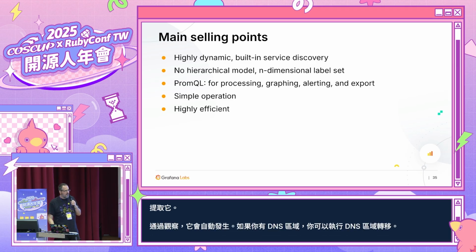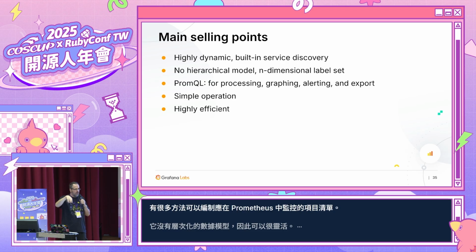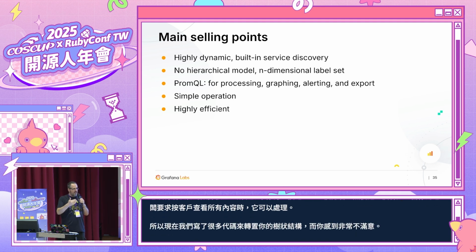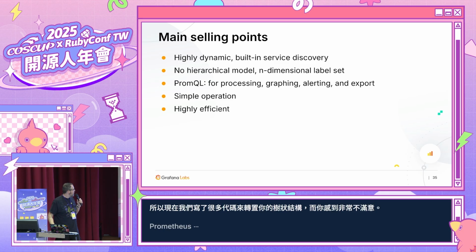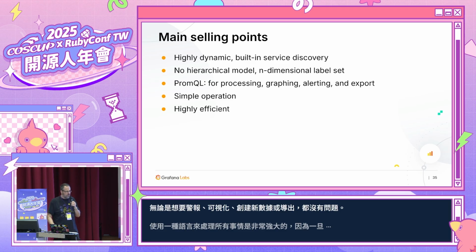It doesn't have a hierarchical data model, so you don't have, like, if you say you have region and then you have deployment and then you have customer, and your boss comes and says, I want everything by customer, so now you write a lot of code to transpose your tree and you're very unhappy. Prometheus just has an n-dimensional matrix. So it's just say select by customer and done. It's super convenient. And you have one single language which you use for everything. It doesn't matter if you alert, if you want to visualize it, if you want to create new data, if you want to export, all through one language. It's just incredibly powerful because once you're used to this, you see how many ways other systems have to get data out, and it's super annoying, super inconvenient.